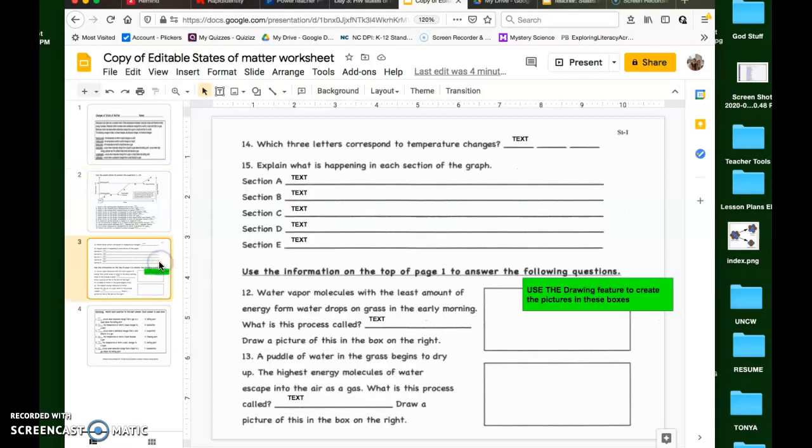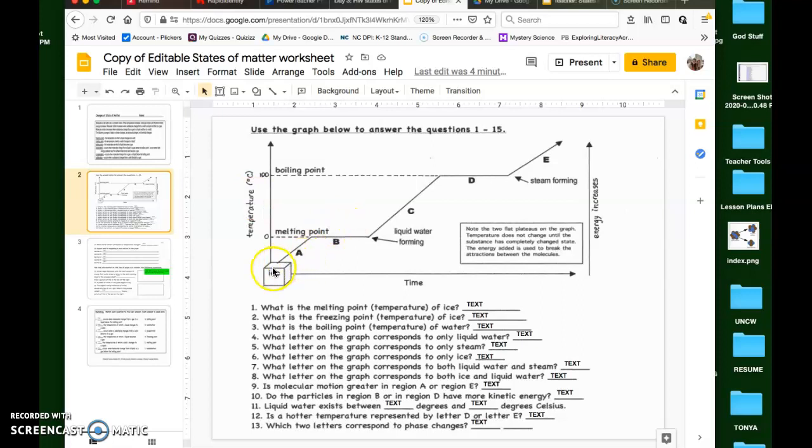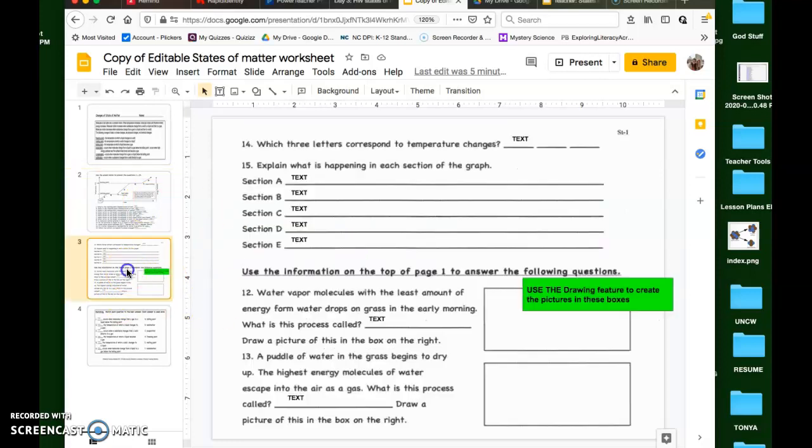If we go on, don't forget 14 uses that graph too. I need you to explain what happens at each section of the graph. So the letters are corresponding to sections too. So what's happening here at A? For A, I might write something down like my ice. I'm adding heat to my ice here and melting my ice. So my ice is becoming warmer, and then it's undergoing a phase change at line A. That would be a good answer for A. Then you're going to do the same for all the other sections.